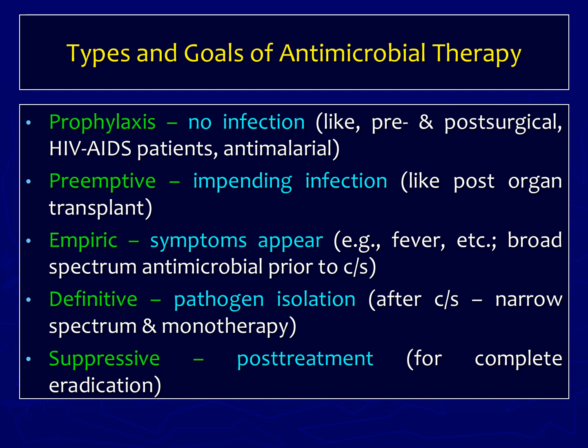And lastly, suppressive. This is usually post-treatment. We have completed the treatment with the antimicrobial, but still complete eradication has not been seen. So for complete eradication, we can continue the use of those antimicrobial agents, which is known as suppressive use. So these are the 5 different types of antimicrobial uses.